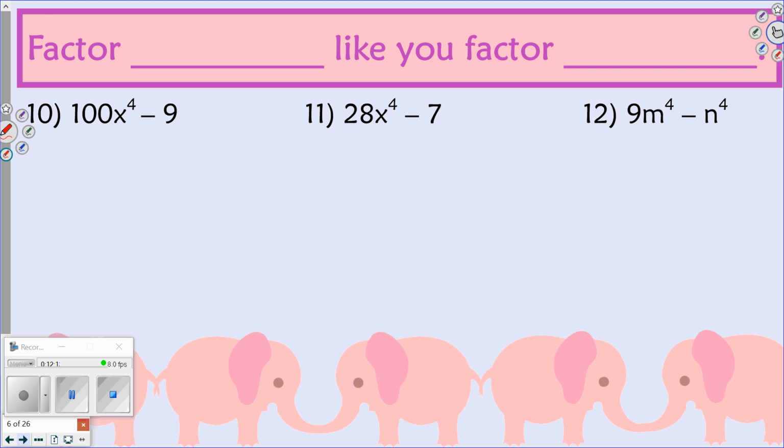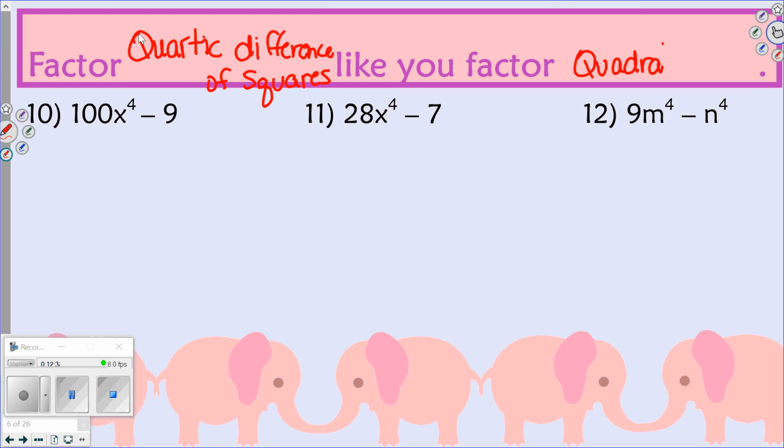All right. So we're going to factor. What do you recognize with this problem? What type of problem is this? It's quartic. But what type of quartic is it? It looks like difference of squares, right? So we factor quartic difference of squares like you factor quadratic difference of squares. So again, the biggest thing is just recognizing I have a to the fourth power, so when you split it apart, it becomes squared and squared.